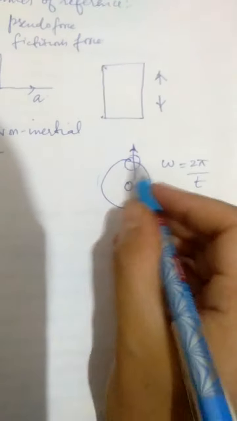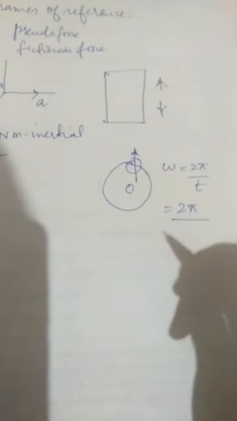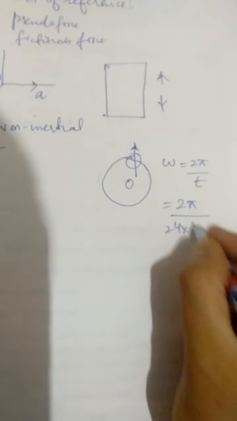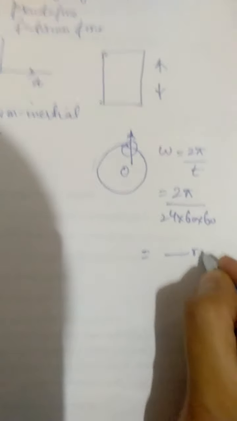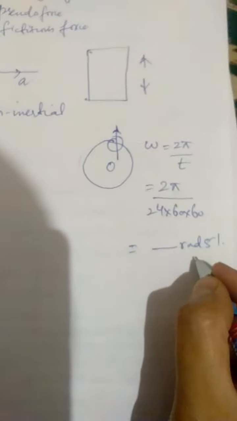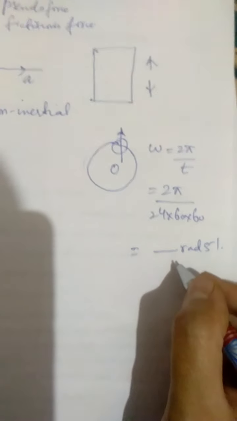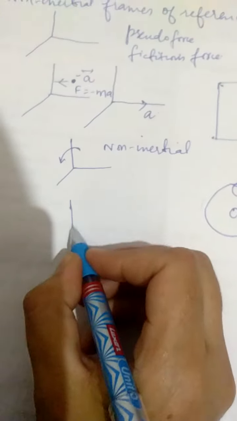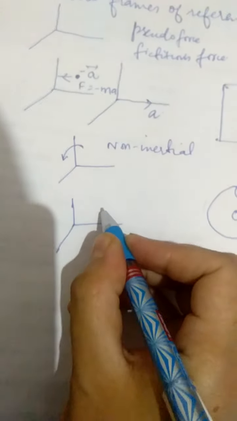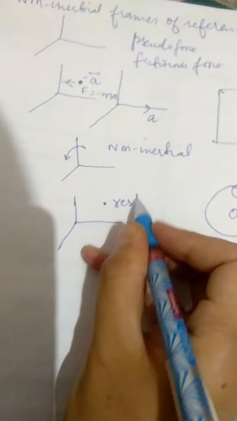In case of rotation of Earth, the time period is how much? Just 1 day. That is 24 hours, 60 minutes, 60 seconds. So whatever is the value in radian per second, that is the angular velocity of rotation of Earth, right? Now, one more important thing with respect to non-inertial frames is that the particle or the object under consideration can be at rest or it can be in motion.